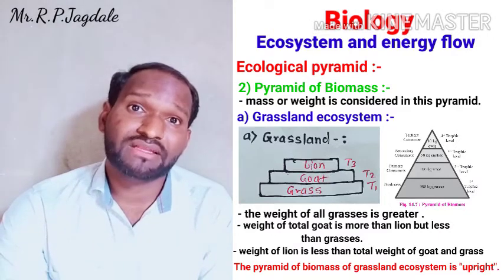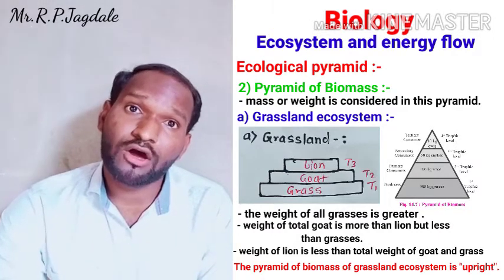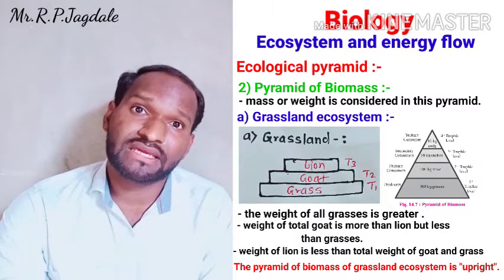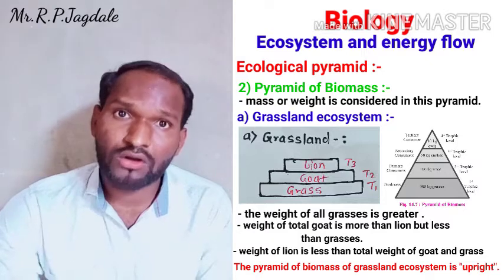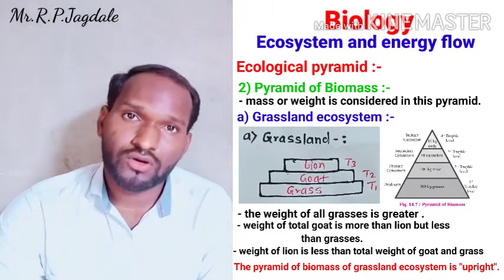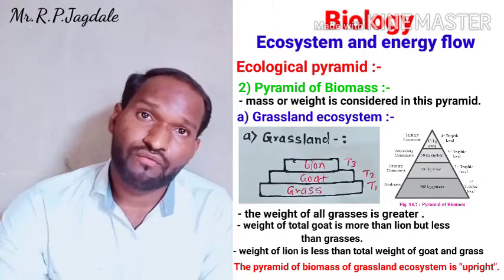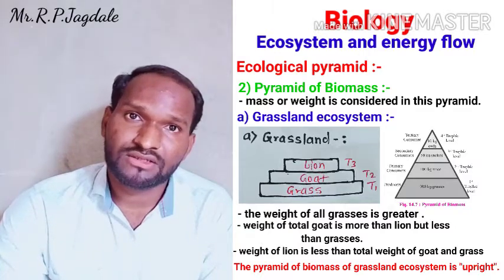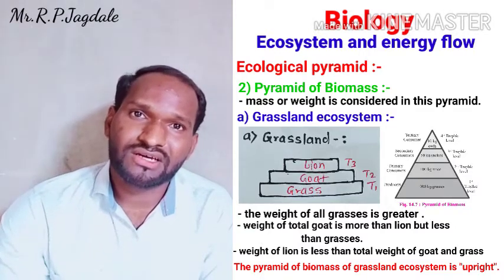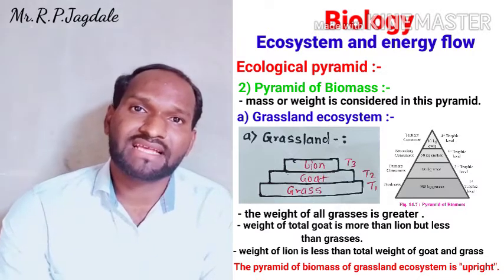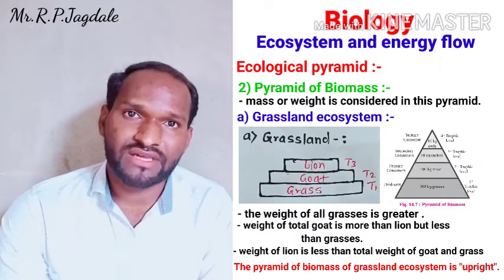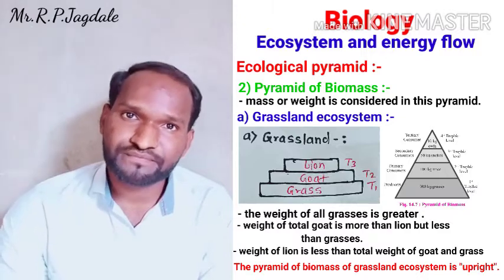Here remember that in biomass, total organisms are taken into consideration: grasses, all grasses, goats, all goats, lions, all lions. So the weight is divided. So again in the pyramid of biomass also, the grassland type of ecosystem has an upright pyramid.